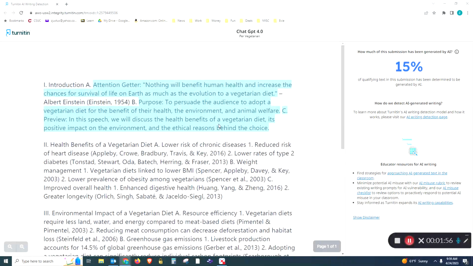Okay, a couple takeaways for this. First one is this tool appears to be a lot more effective at detecting work from 3.5 than 4.0. No idea why that's the case. The algorithm is a black box.